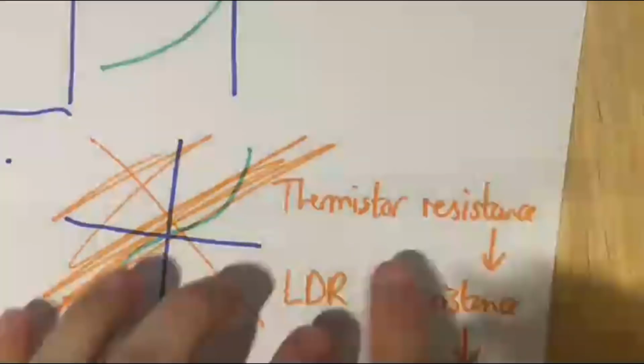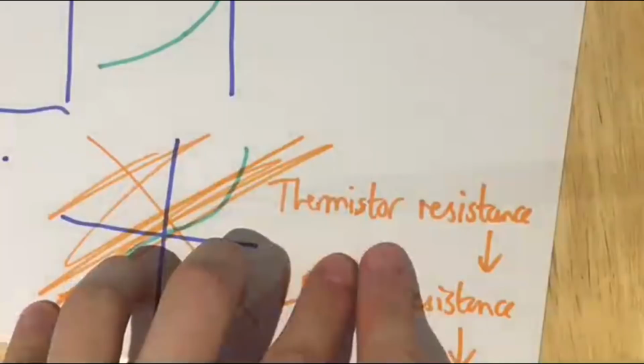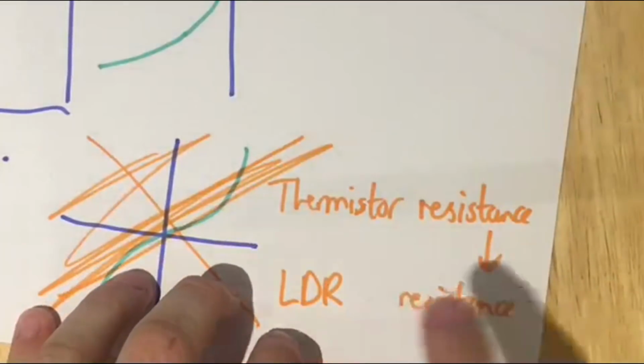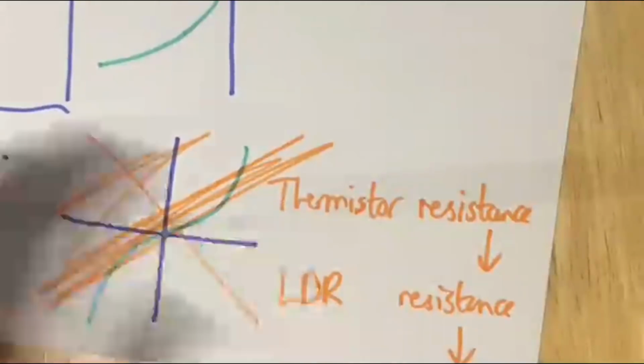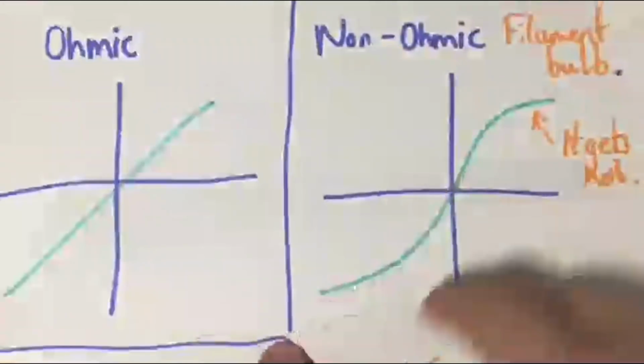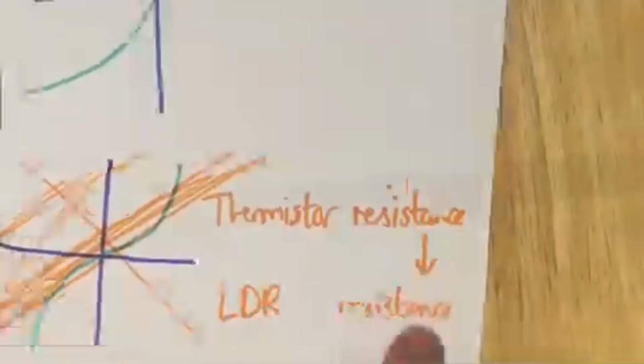So, as the thermistor gets hot, the resistance goes down. The LDR, as you get more light, it goes down. Cool. So, ohmic, straight line. Non-ohmic, filament bulb like that. Diode, one direction. Thermistor resistance goes down. LDR resistance goes down. Lovely job. I hate potential difference graphs. They are a pain.